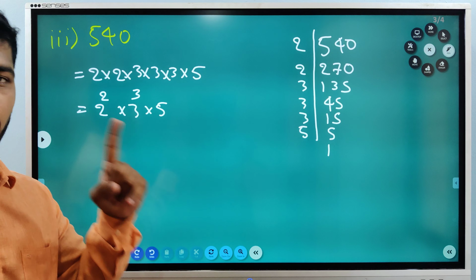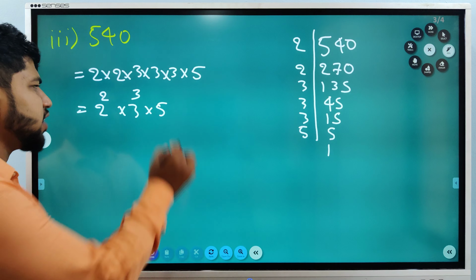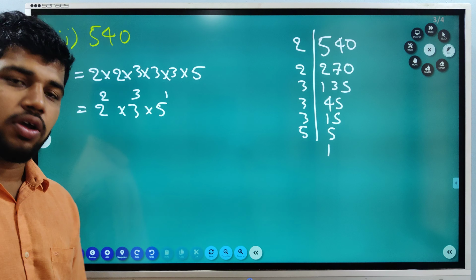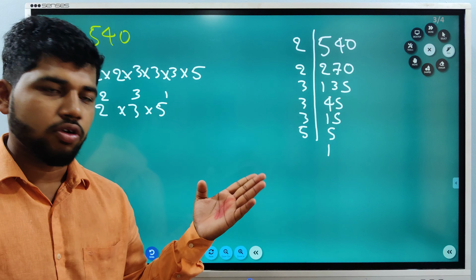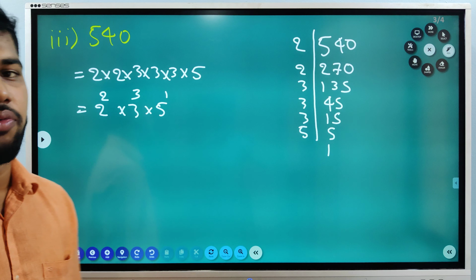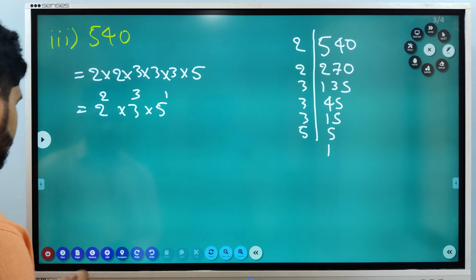Now 5 is only one term. Then we can write it as only 5. You can take it as 5 power 1. 540: by using the prime numbers, we found the factors of the given number 540. Now look at the last problem.